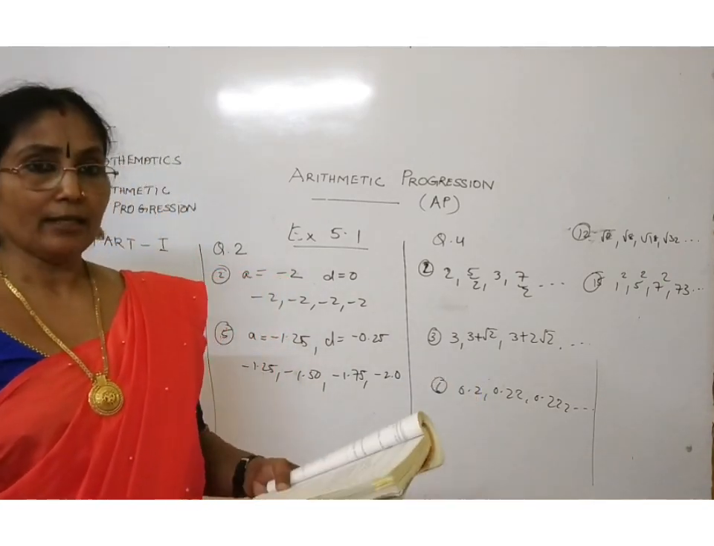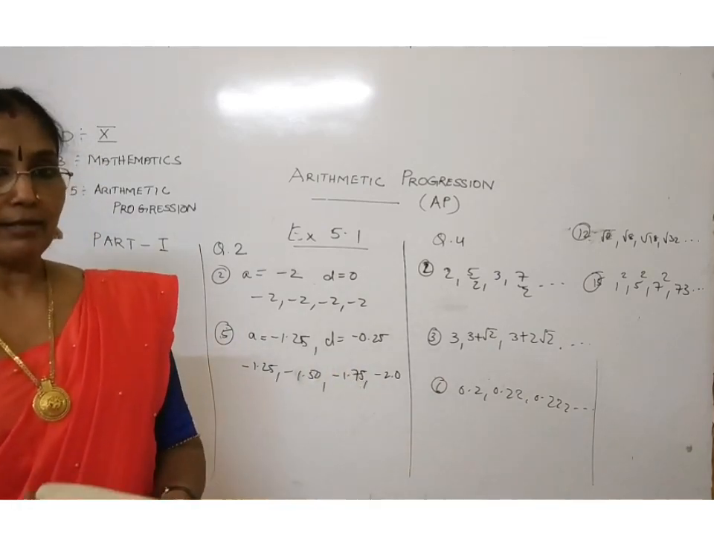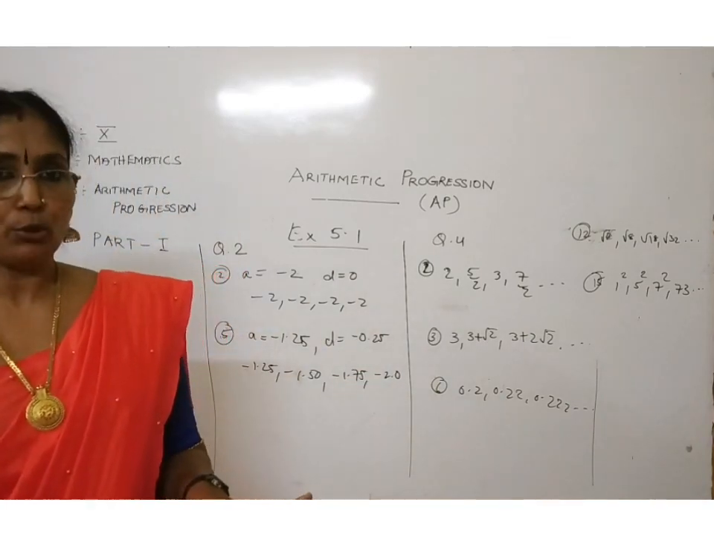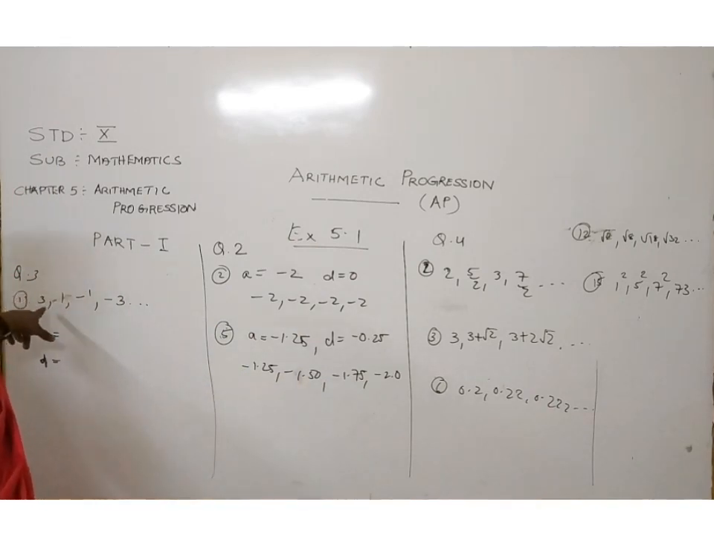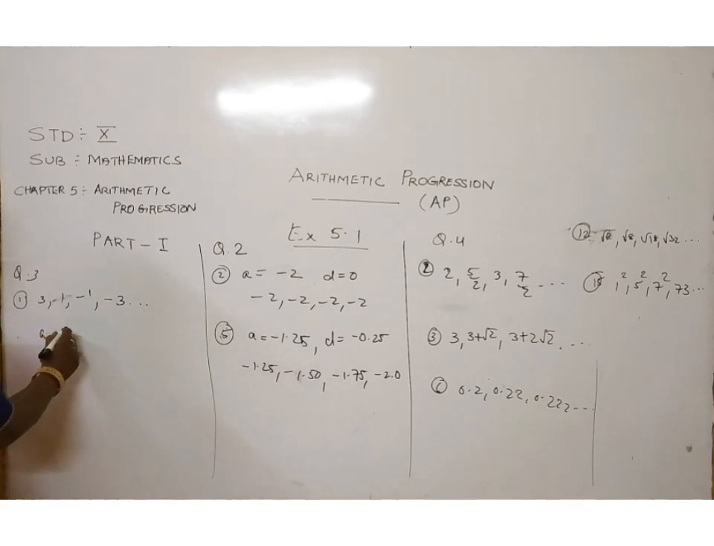Third question is that some APs are given. It is already given that it is an AP. So you know that for writing an AP, what are the things you need? First term you need and the common difference you need. So here for the following APs, write the first term and the common difference. Here you know 3, 1, -1, -3, etc. One question I have taken here. So here the first term you already know, 3 is the first term.